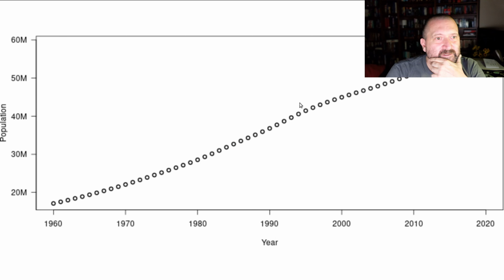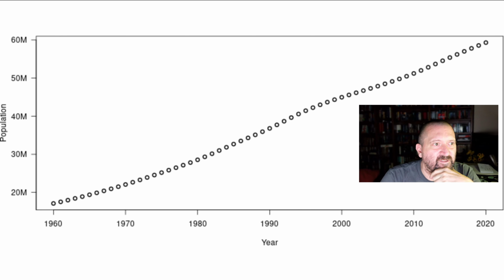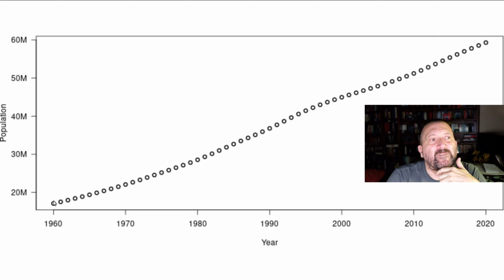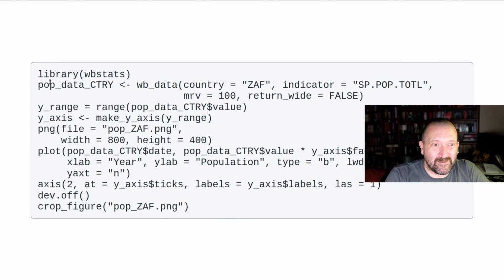And what I get is this. So this is the population in million from 1960. So that's the first, oops, I should move myself out of the way. That's the first data point they have on that World Bank indicator for South Africa. And so we've got 60 years worth of population. And that's showing me how the population of South Africa changed over that period. So again, just this. It's very easy to get this information.